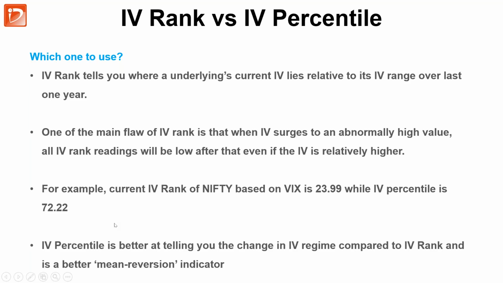That is why IV percentile is better at telling you the change in IV regime. If we say that above 50 is very high IV and below 50 is low IV, then IV percentile is better at telling that the IV regime has changed compared to IV rank, and therefore it's a better mean reversion indicator than IV rank. So my recommendation would be to go with IV percentile rather than IV rank.